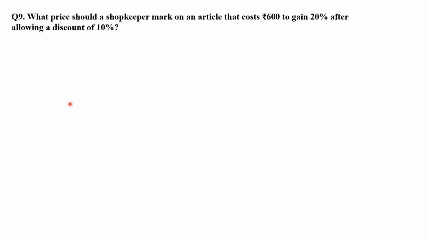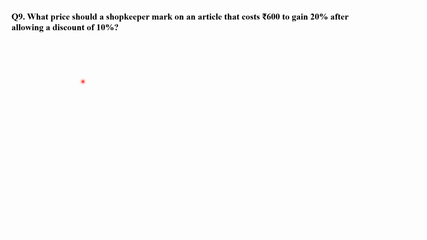Question number 9. What price should a shopkeeper mark on an article that cost 600 rupees to gain 20% after allowing a discount of 10%? So try to understand what and all information is given in the question and what you have to find. So it is given the shopkeeper purchased that article in 600 rupees. So cost price of the article is given. Gain percent is given as 20%.